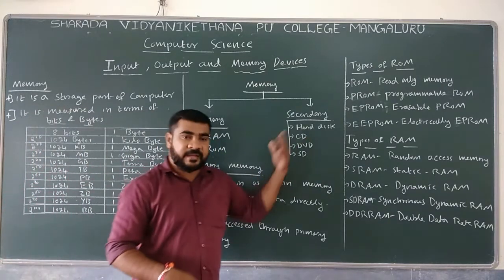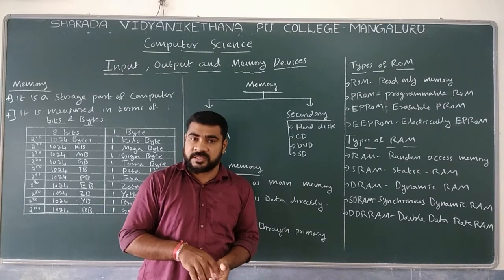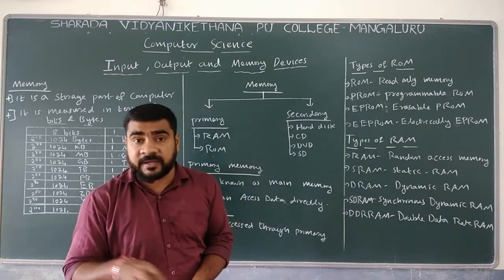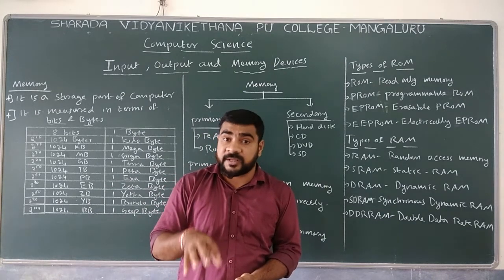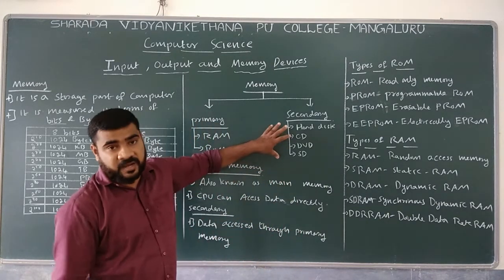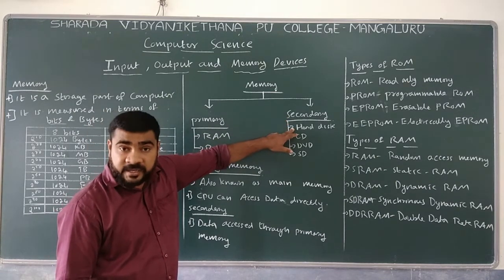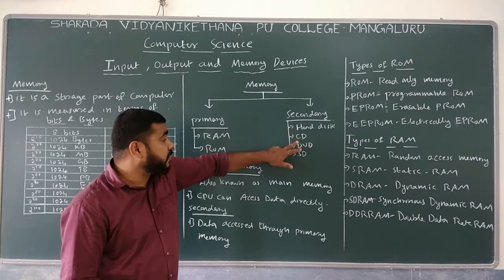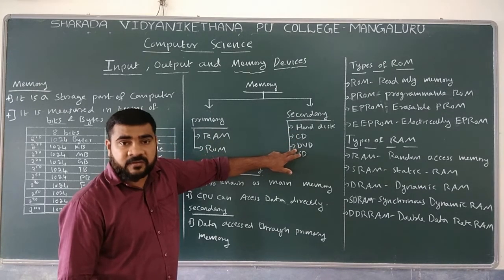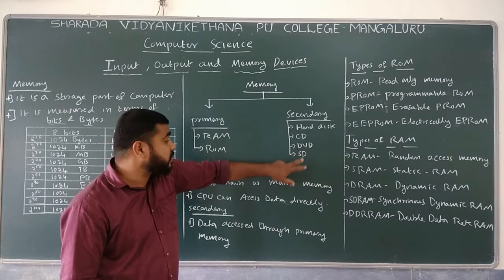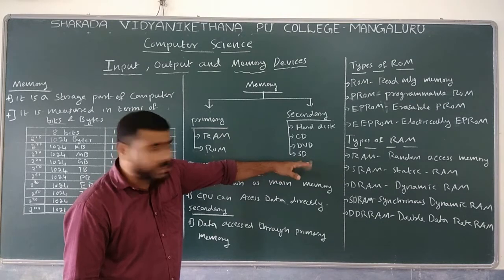Then secondary memory. Normally secondary memory is a permanent storage. If you want to store the data permanently, then we make use of secondary storage devices. Examples of secondary storage devices are hard disk, CD, compact disk, DVD, digital versatile disk or digital video disk, then SD, secure digital cards. SSD is used nowadays. So SD cards.